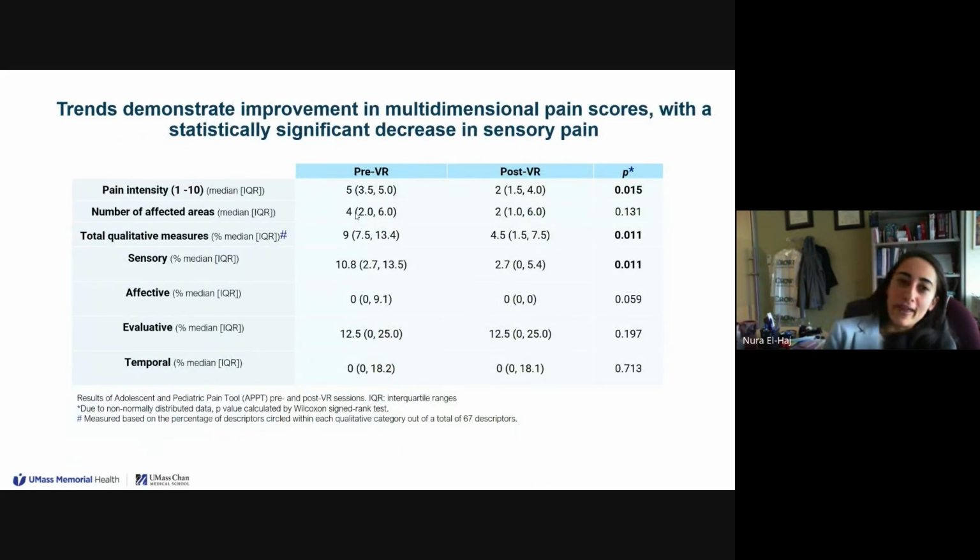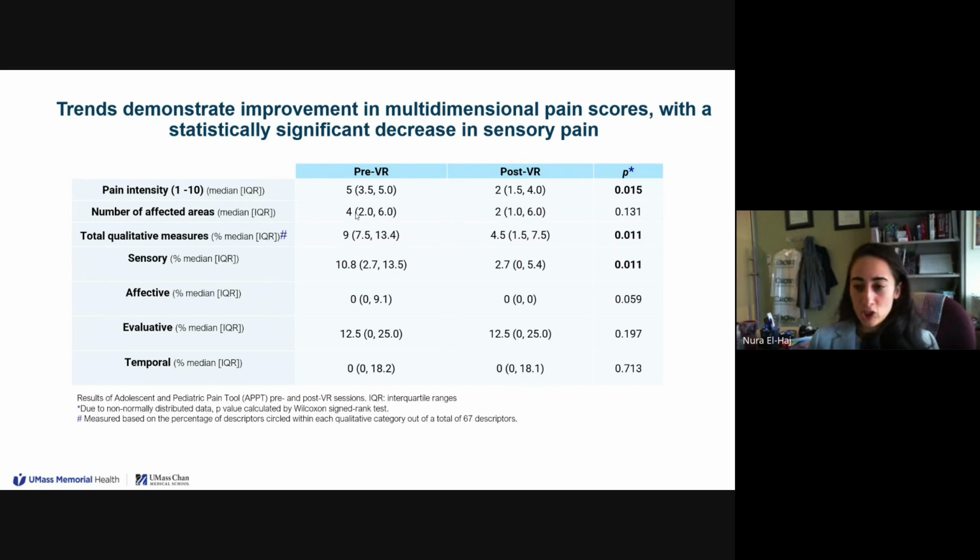What we found is some trends noting improvement in multidimensional pain scores, but statistically really in the sensory pain category. Pain intensity, reported in median values, decreased and that was statistically significant. But we noted a significant improvement in the sensory scores in particular. So that's something interesting.